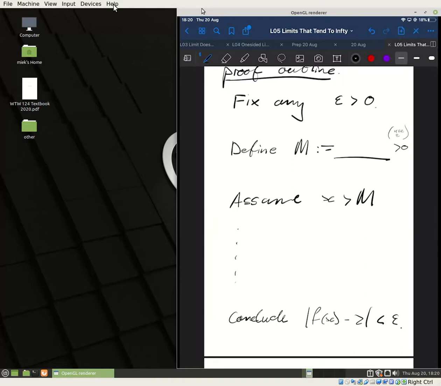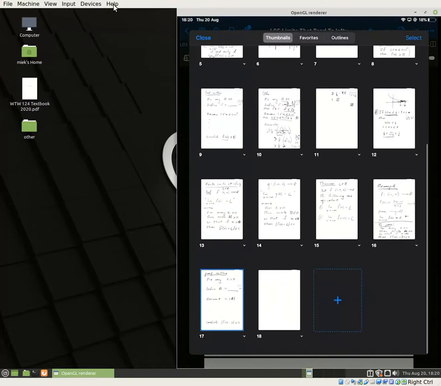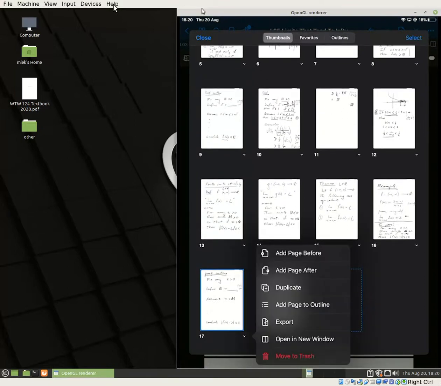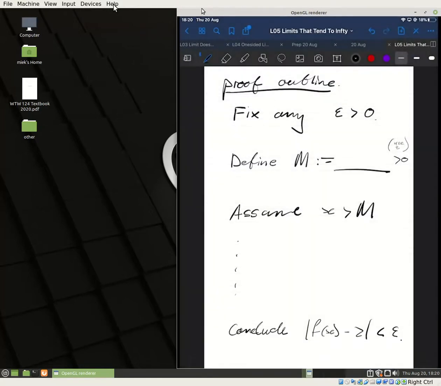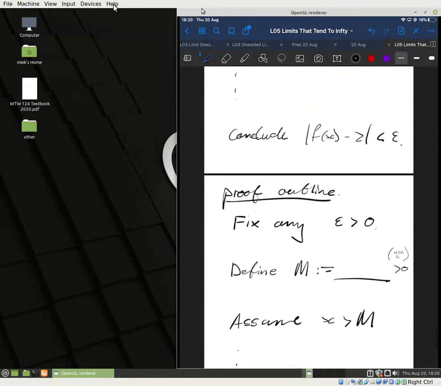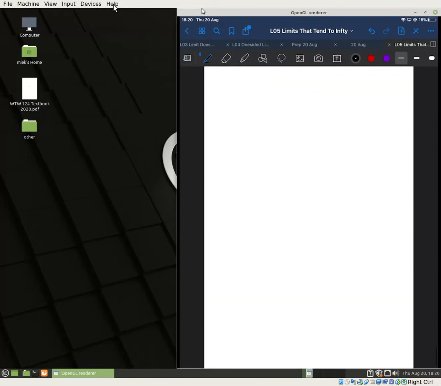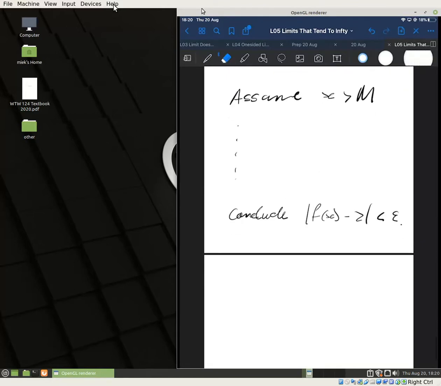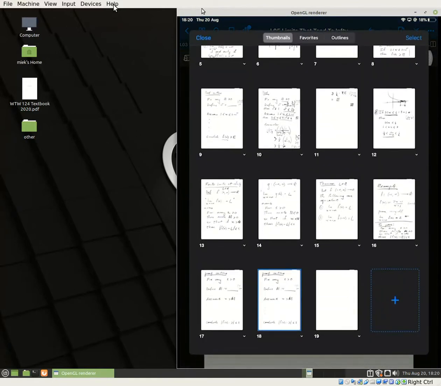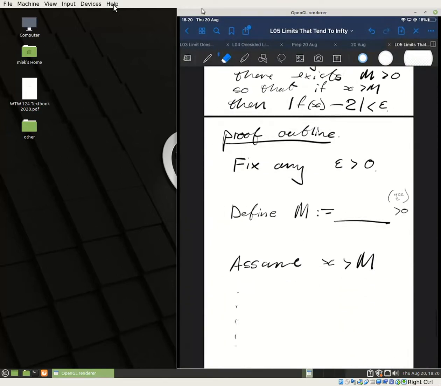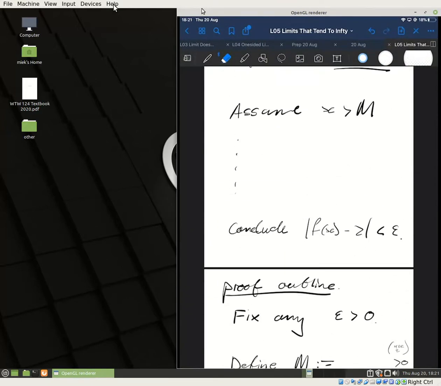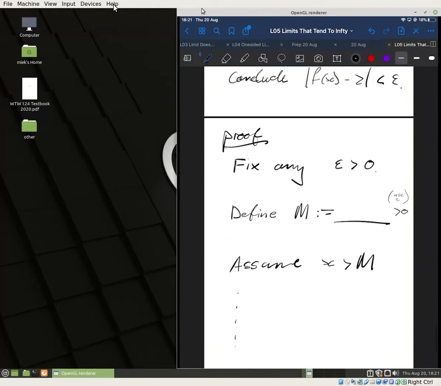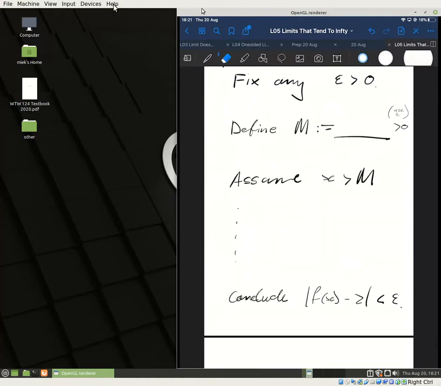So let me duplicate this page, and we will then write our proof for real. Okay, where's my duplicated page? Let's try again. There it is. Okay, so let's write our proof. Let us start over here.